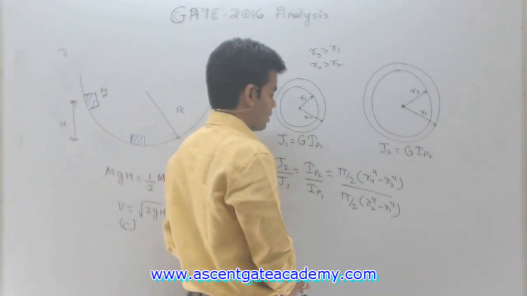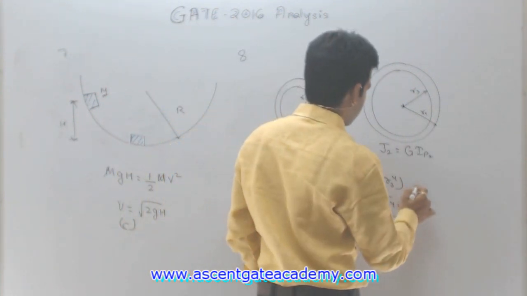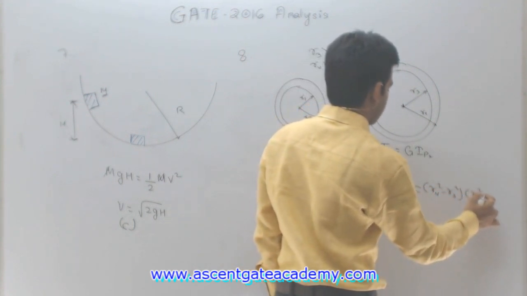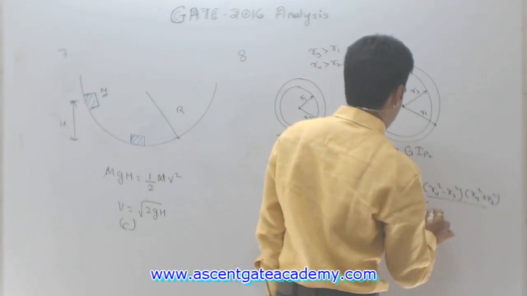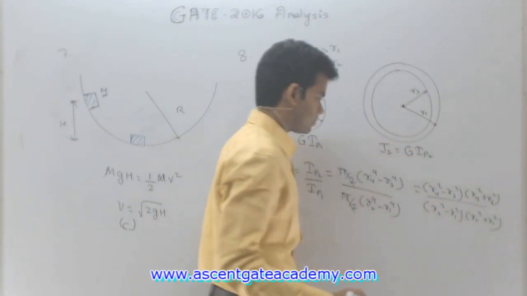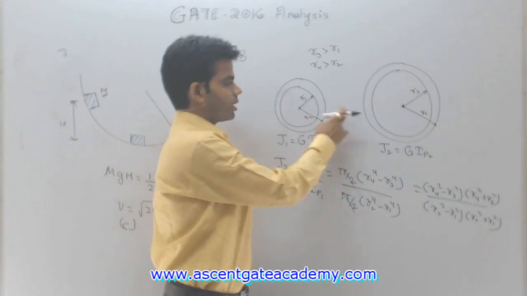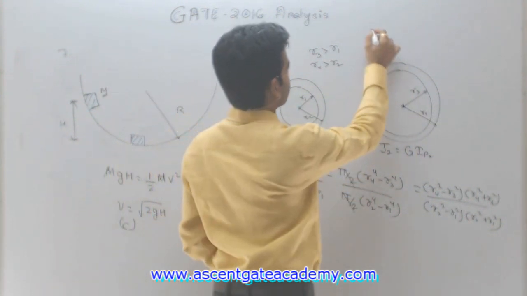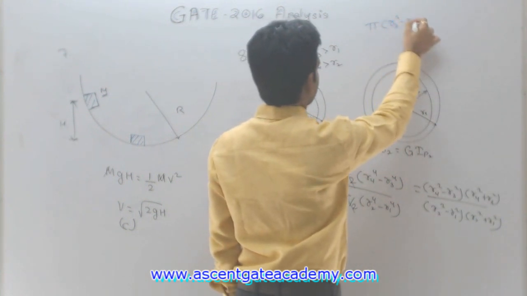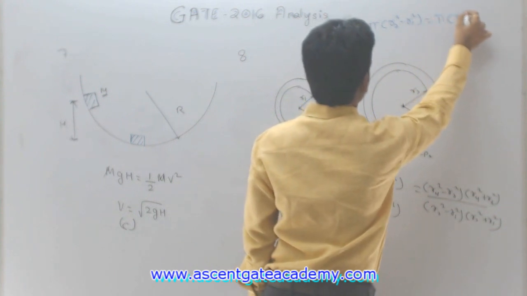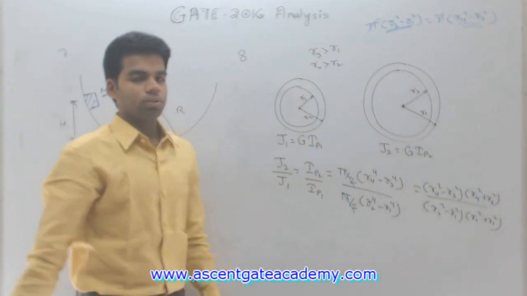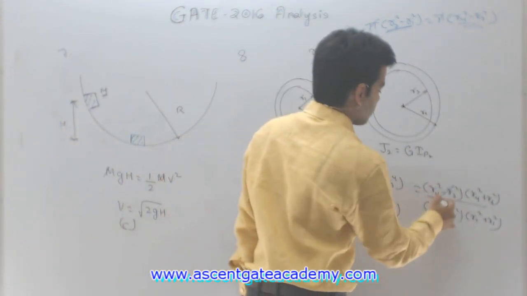Getting this or not? Okay, so this pi by 2 gets cancelled out, and we will get (R4 square minus R3 square)(R4 square plus R3 square) upon (R2 square minus R1 square)(R2 square plus R1 square). Another thing given, the area is the same, and because the area is the same, therefore pi into (R2 square minus R1 square) is equal to pi into (R4 square minus R3 square). This pi gets cancelled out. R2 square minus R1 square is equal to R4 square minus R3 square. So this term will get cancelled out.